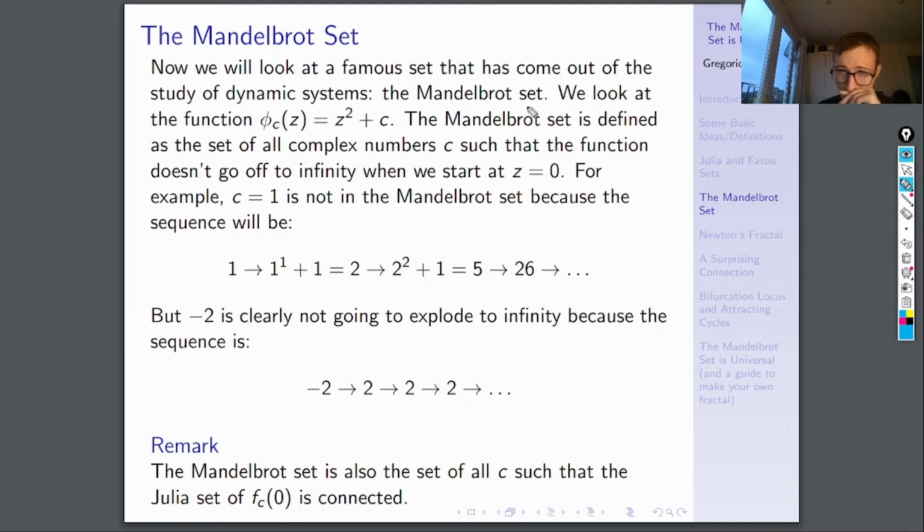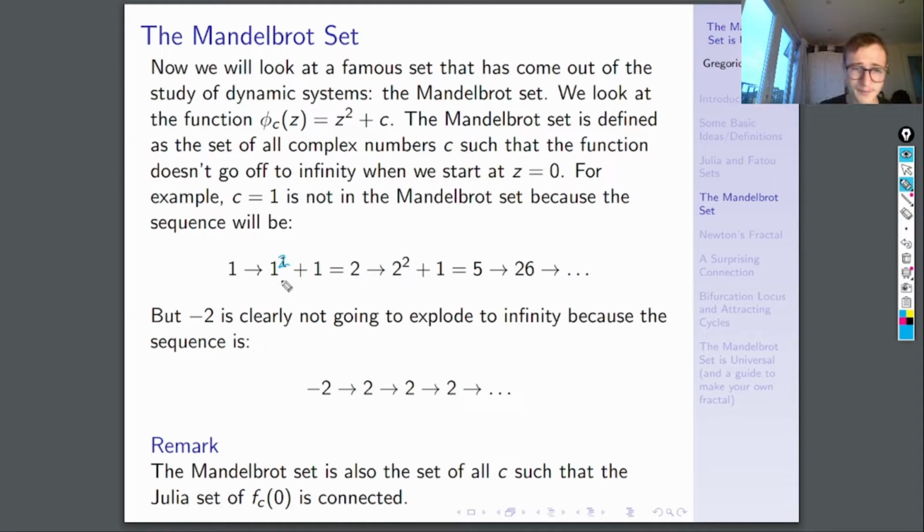Then, the Mandelbrot set is defined as the set of all complex numbers c such that the sequence will not diverge. So, for example, c equals 1. That is not in the Mandelbrot set. Because when we start at 0, we get 0 squared plus 1, which is 1. Then we do 1 squared plus 1. That's 2. Then we do 2 squared plus 1. That's 5. Then we do 5 squared plus 1. That's 26. That blows up to infinity.